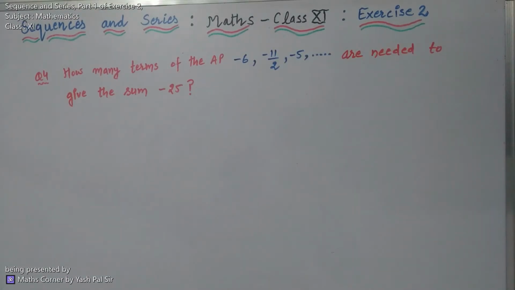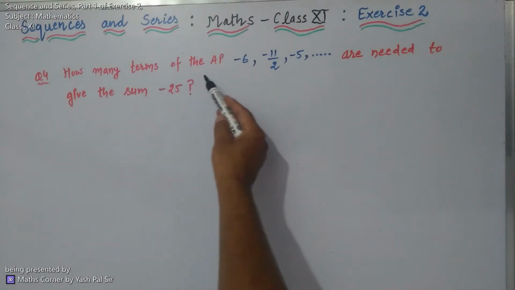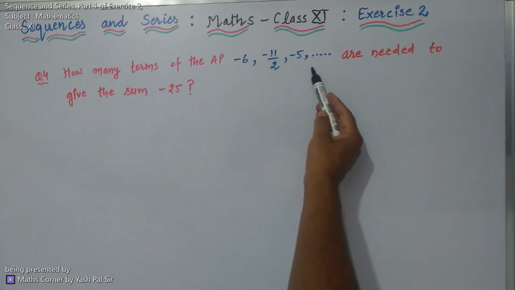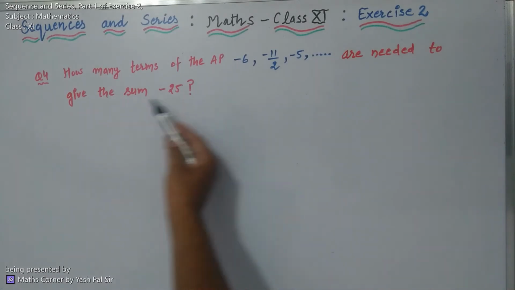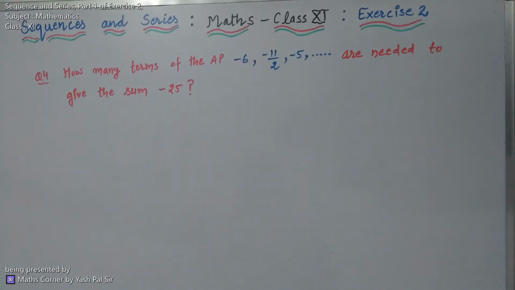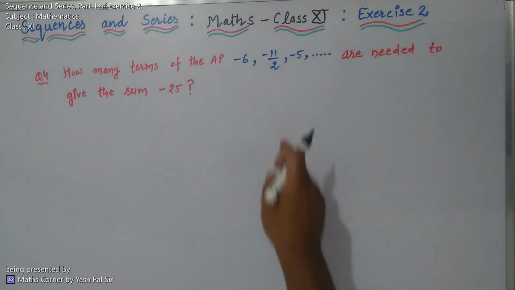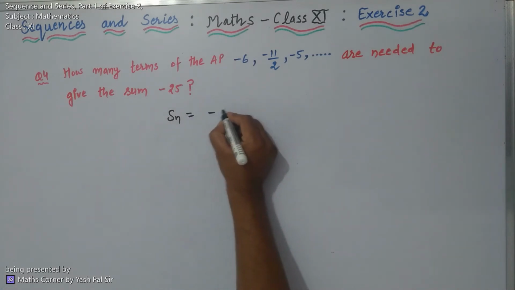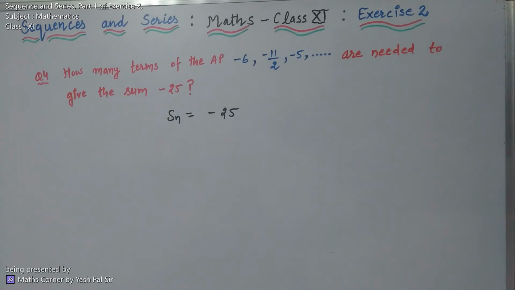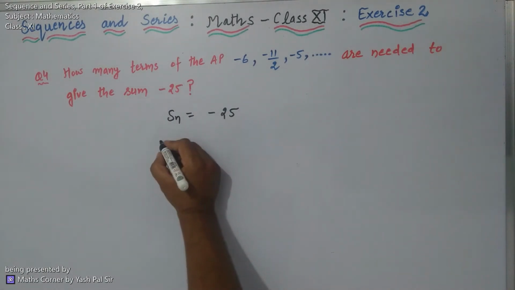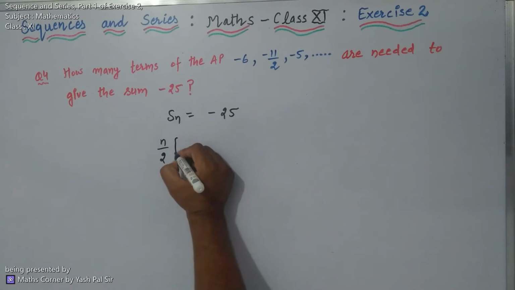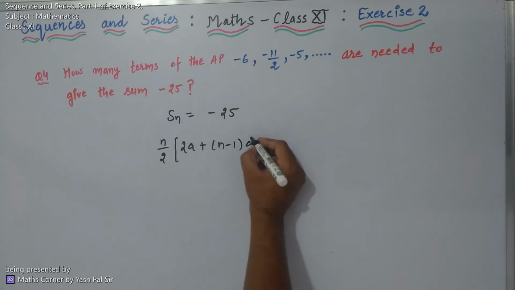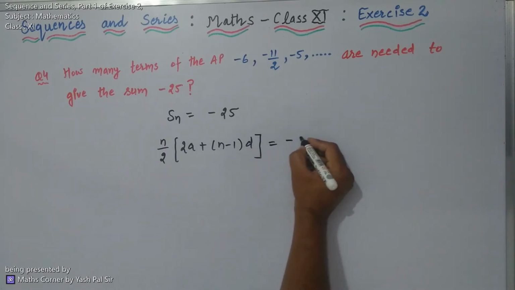Next question. Question number 4. How many terms of the AP minus 6, minus 11 upon 2, minus 5 and so on are needed to give the sum equal to minus 25? So let us suppose n terms are there, so that Sn is equal to minus 25. So what is the rule now? Sn is equal to n by 2 into 2a plus n minus 1 into d, is equal to minus 25.